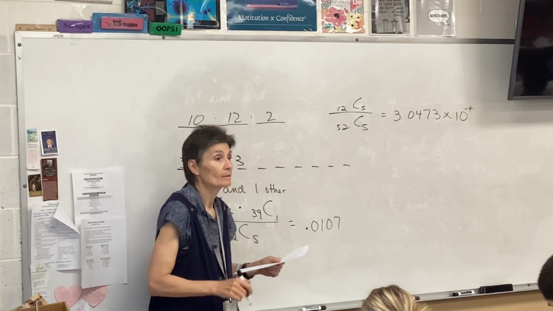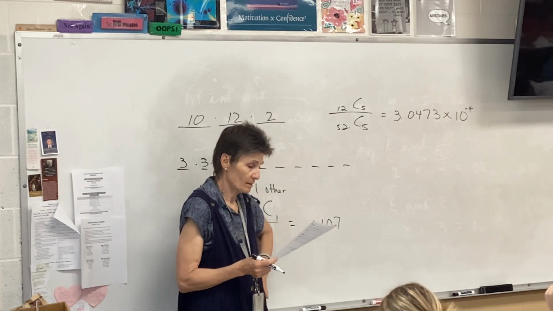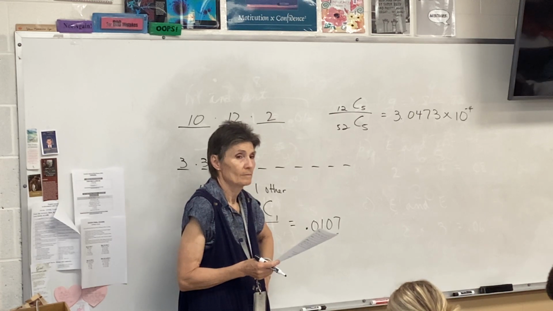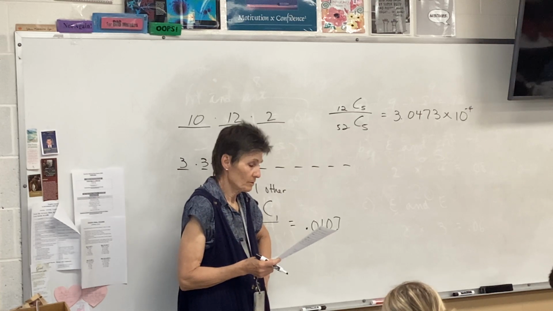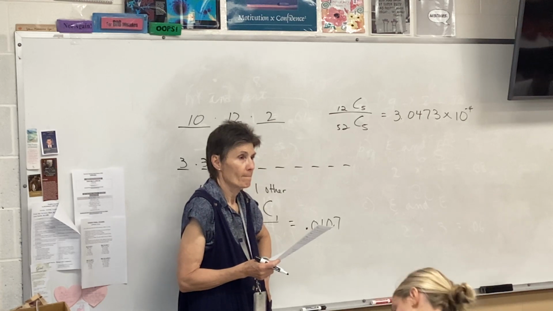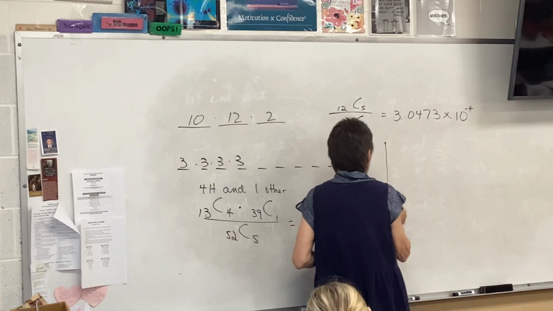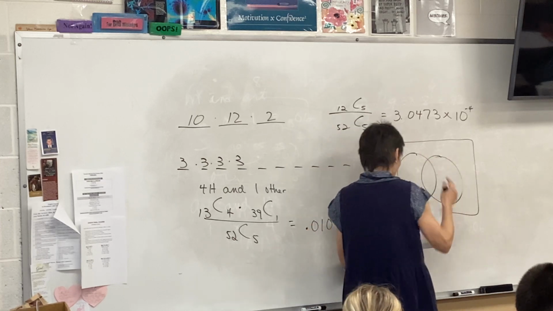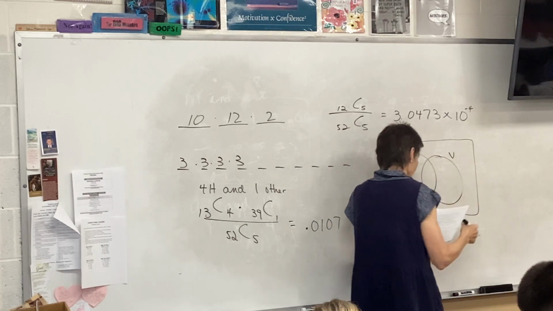Alrighty? Okay, read the next one. What's our strategy here? How are we gonna do this one? Circle. Venn diagram. We got 80 kids. Some of them like matrices and some of them like vectors.